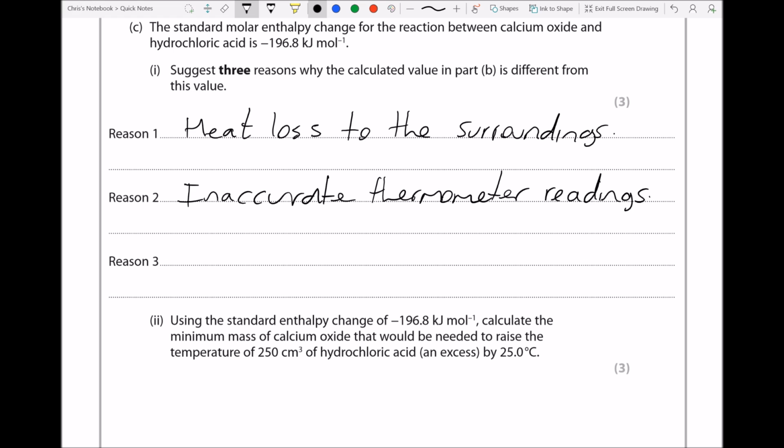All right, and then the third one as well. Your compound that you've used, calcium oxide, might not be pure. It might have some impurities in there. Calcium oxide can absorb a lot of water from the atmosphere, and so obviously that's going to have an impact on how the reaction is going to go, and the mass of calcium oxide that was used as well. Obviously that's going to have an effect on the enthalpy change. So you might not have 100% pure calcium oxide. So let's put that on there.